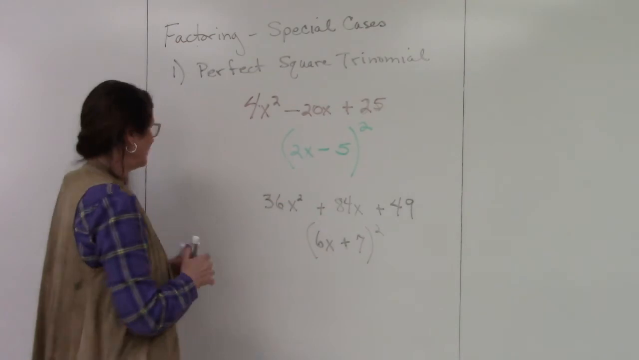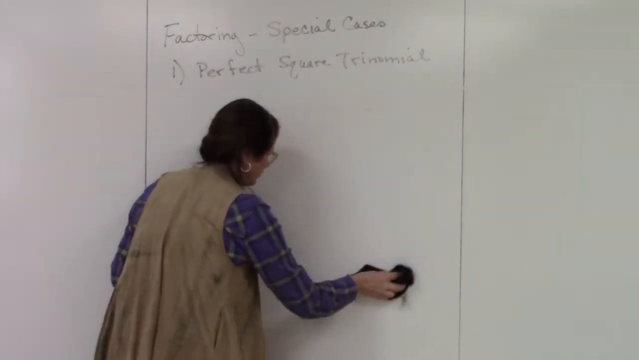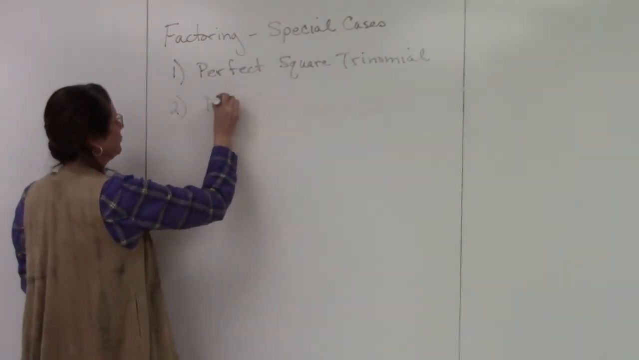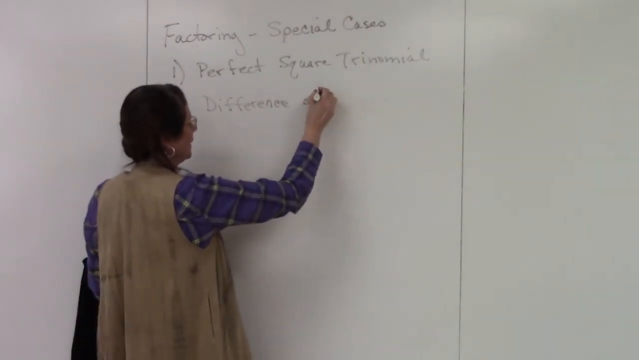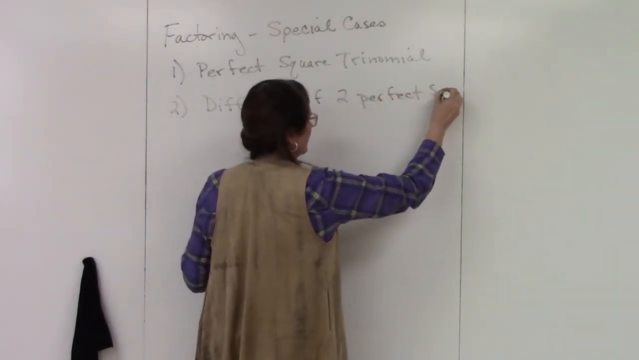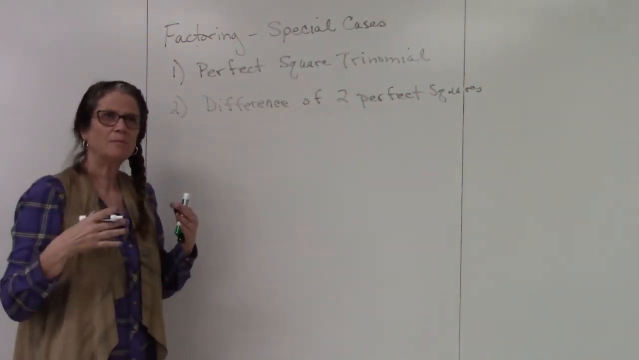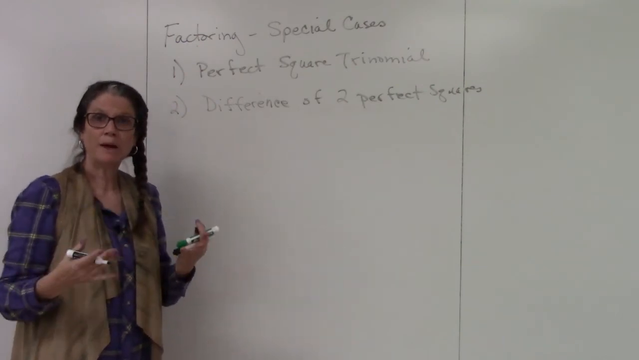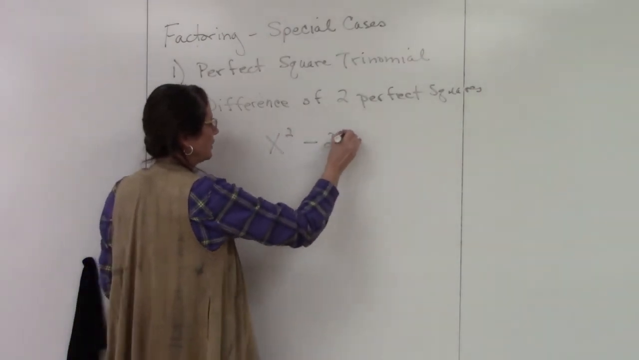It's just an identity. The next one is called the difference of two squares. That's our second type of special case. Difference indicates a subtraction problem of two perfect squares. This one should really be set apart from all the other ones because you have only two terms. It's a binomial. An example would be x squared minus 25.